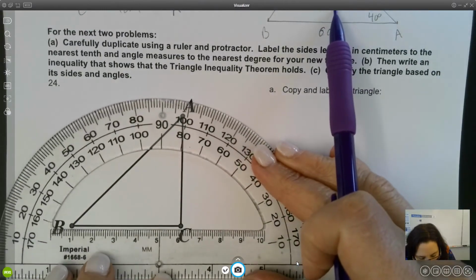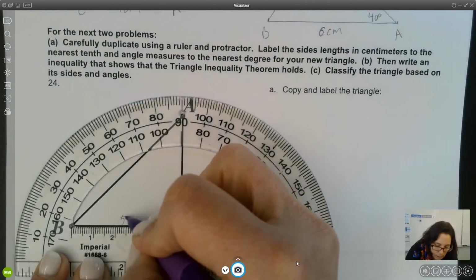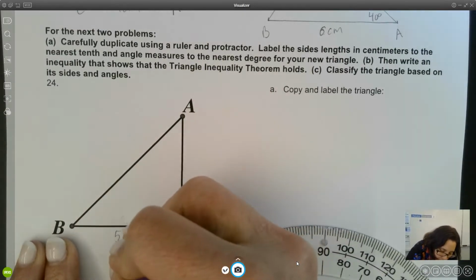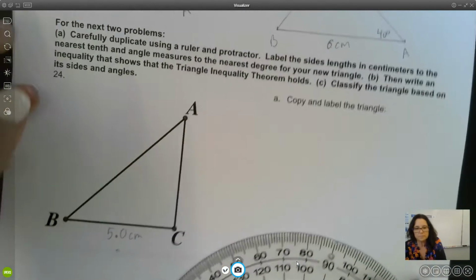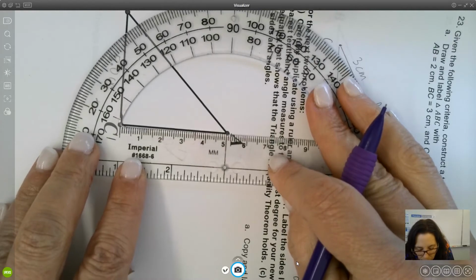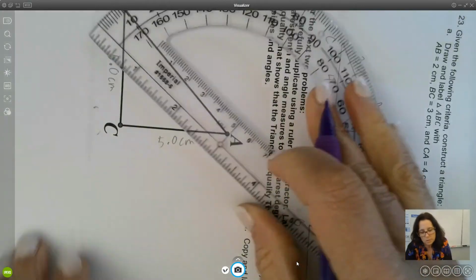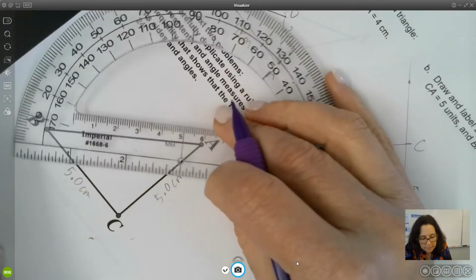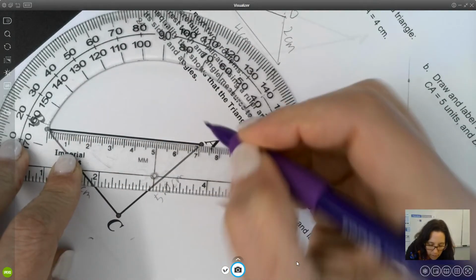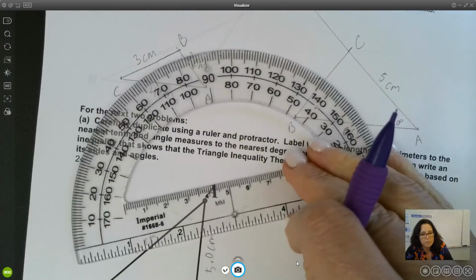I'll start at 0 since I'm just measuring. This is 5.0. It said to do it to the nearest tenth. Let me do it on the outside. 5.0 centimeters. Another 5.0 centimeters. Then 7.1. You try to read to the middle of the dots. 7.1 centimeters.